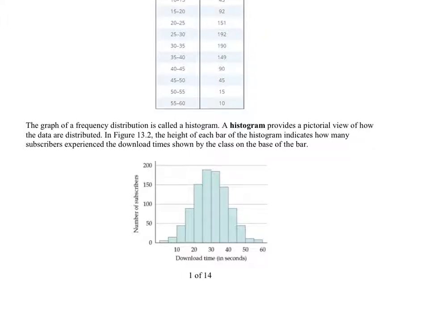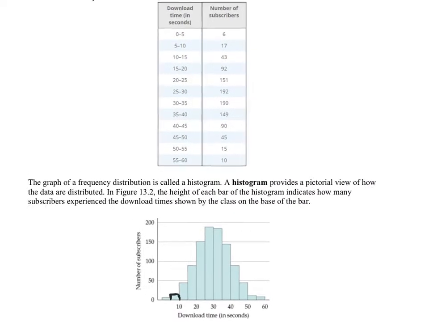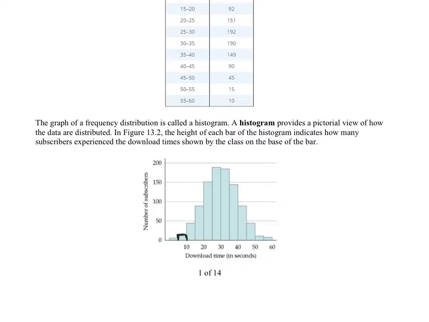It says the height of each bar in the histogram indicates the subscribers' experience in total download times. So I'll just pick one at random. Let's look at right here. This is 10 seconds, so this would be 5 to 10 seconds. Look at that bar from 5 to 10 seconds. If you go up to the top, for 5 to 10 seconds, there were 17 of them. So the height of this would be approximately 17, okay?